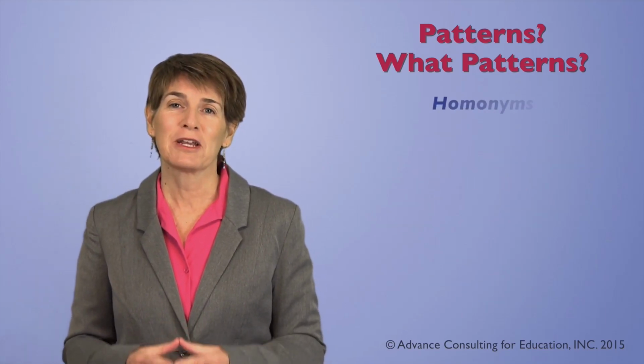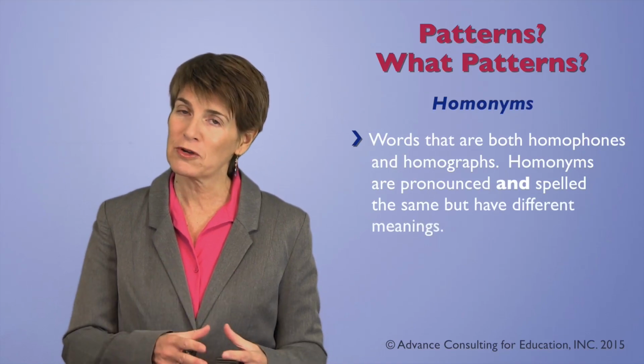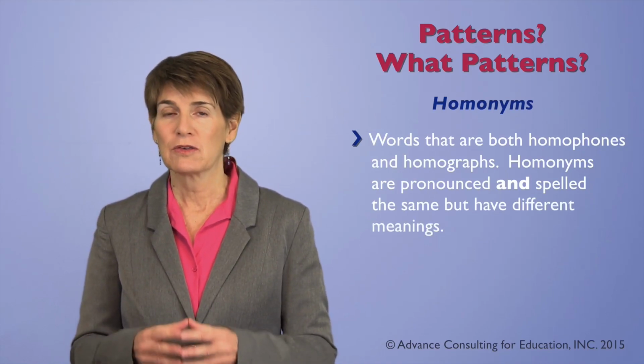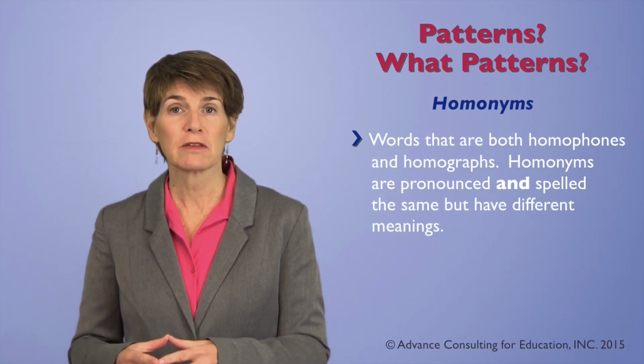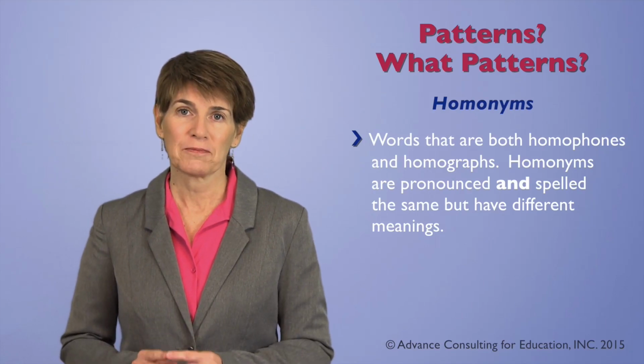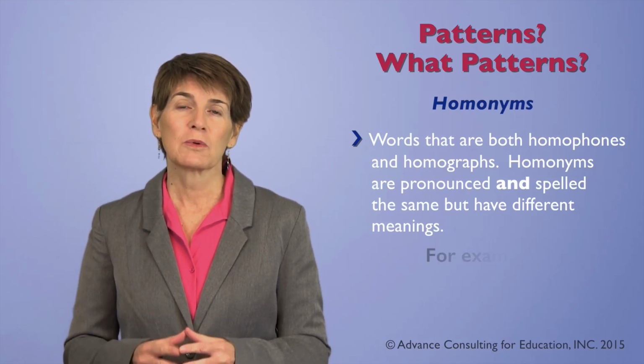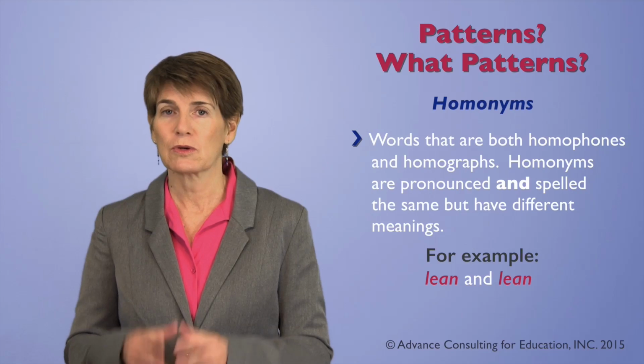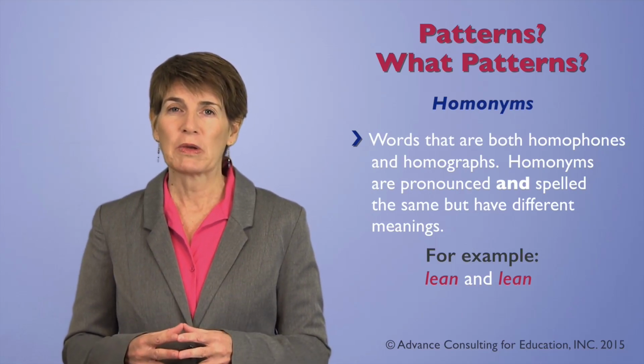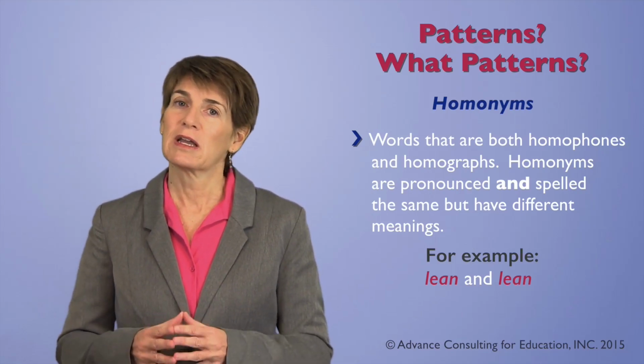And finally, homonyms are words that are both homophones and homographs. So they sound the same and they're spelled the same, but they have a different meaning. Here's an example. Let's take the word L-E-A-N. So it's spelled L-E-A-N, and we pronounce it lean. But it can have two meanings.